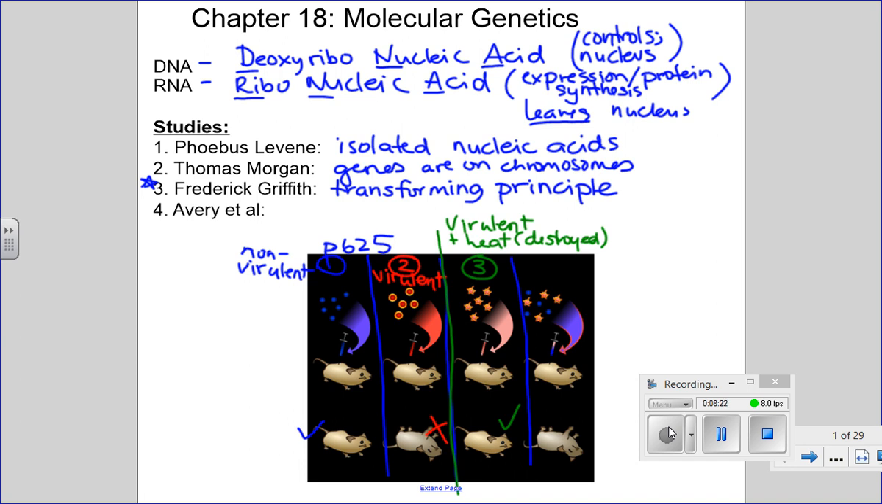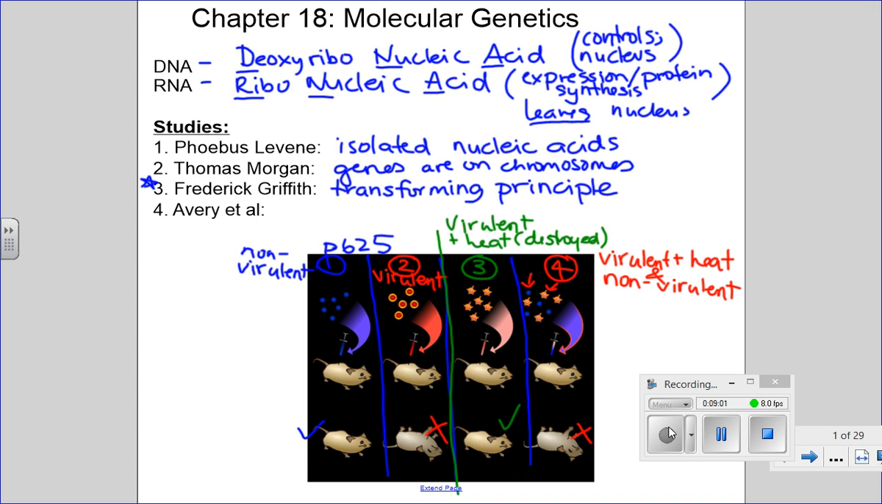Then we get to the 4th one, where something kind of crazy happened. He took a virulent strain that he treated with heat. So like he saw in the 3rd trial, the mouse should have been able to live. But he also injected, so you can see there's 2 different kinds of dots, the blue ones and the heat-treated ones. But he also injected non-virulent strain. And what happened? The mouse died. That's weird.